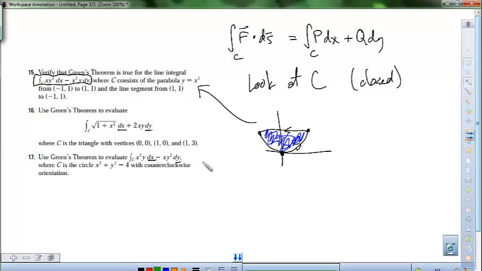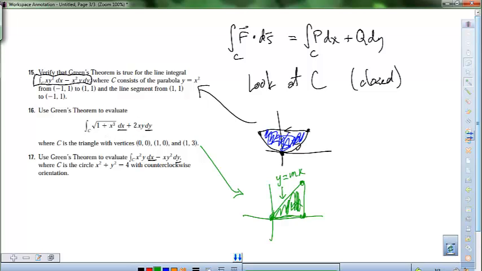Here's another one. It consists of a triangle with vertices (0, 0), (1, 0), and (1, 3). So again, fairly simple region to do a double integral on. You need to find the equation of this line. And then this becomes an easy double integral after you take the curl of this.